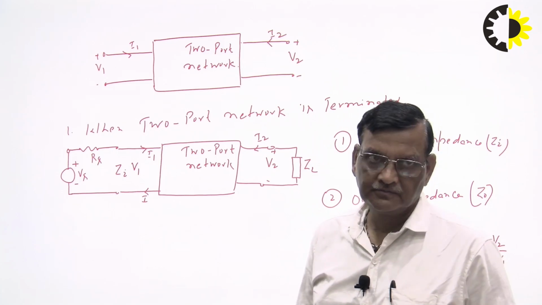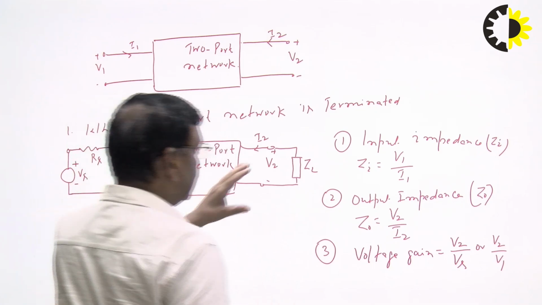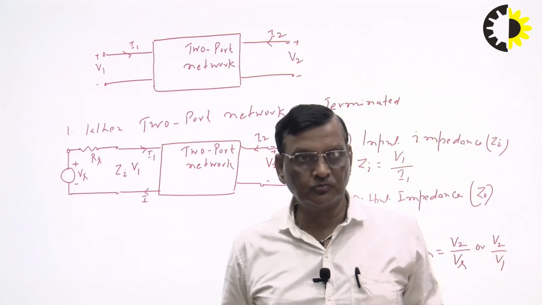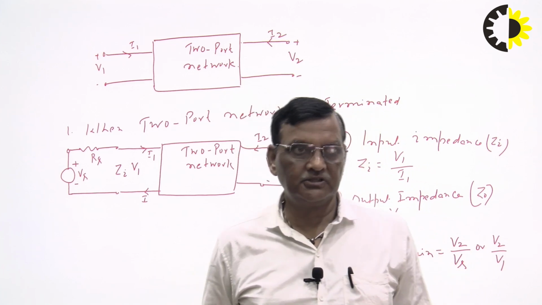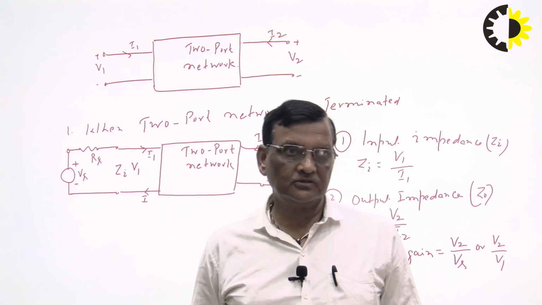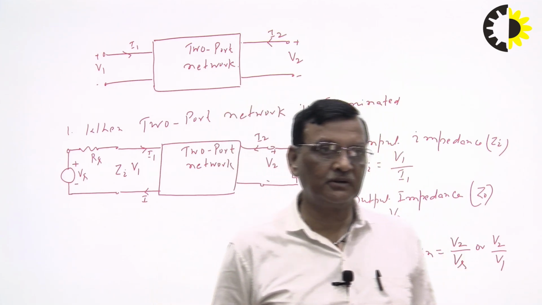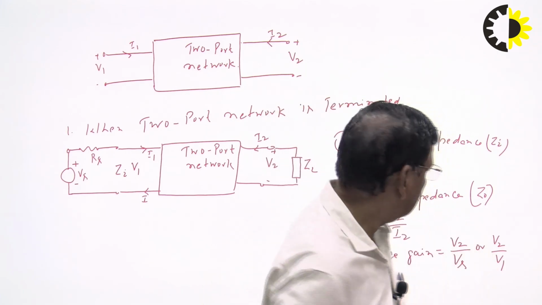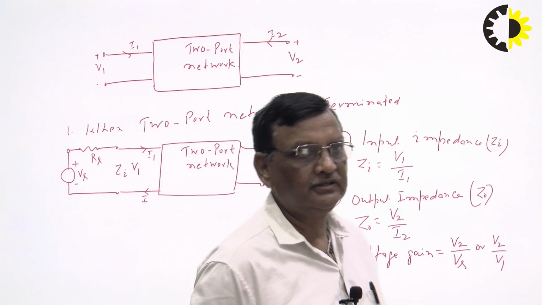So how will we do it? What are the procedures? We have to find these parameters in terms of two-port network parameters. And what are the two-port network parameters? The Z parameters, which are known as open circuit impedance parameters, Y parameters, short circuit admittance parameters, ABCD parameters, that is transmission parameters, and H parameters, hybrid parameters. So you have to find these in terms of Z, Y, A, B, C, D and H.